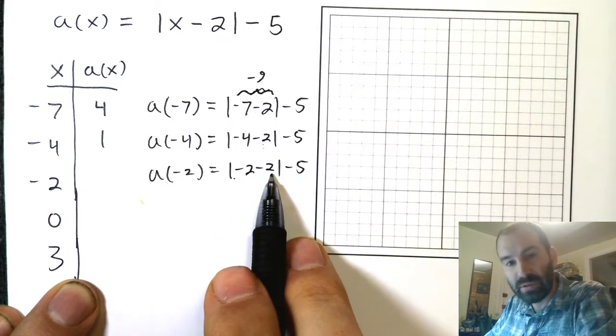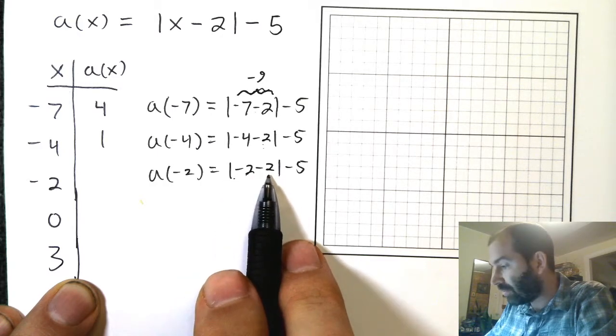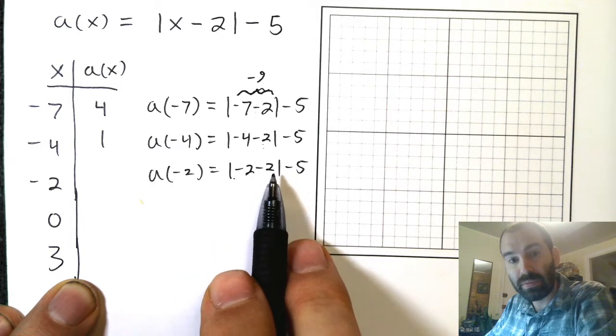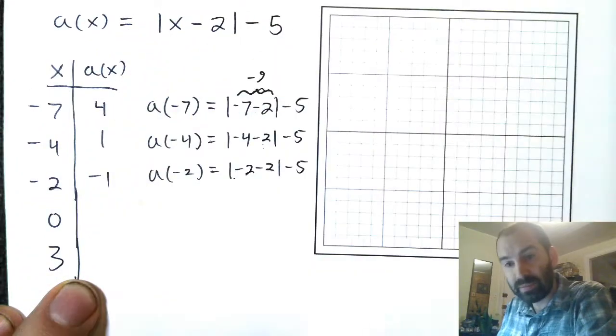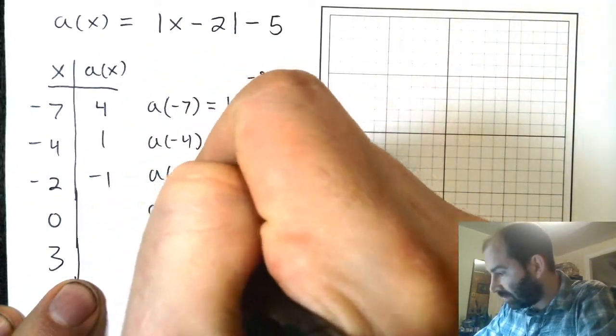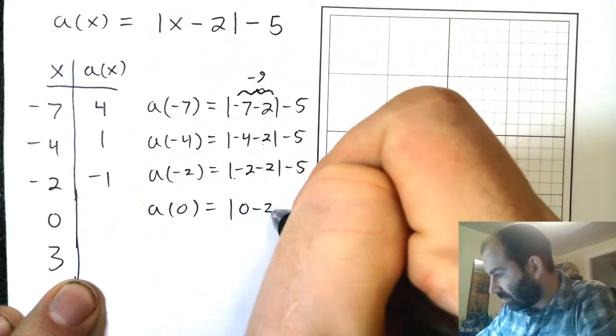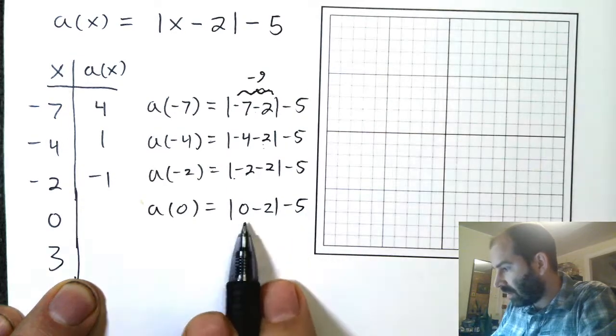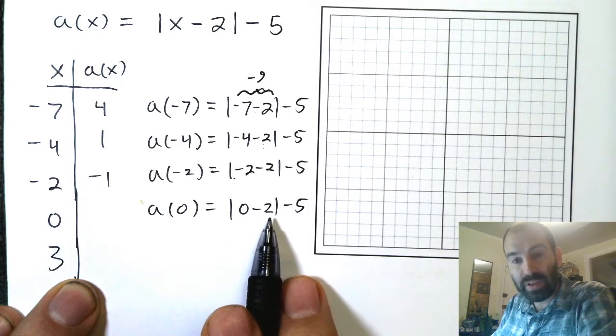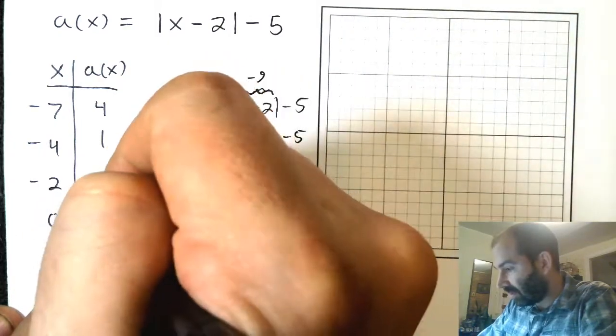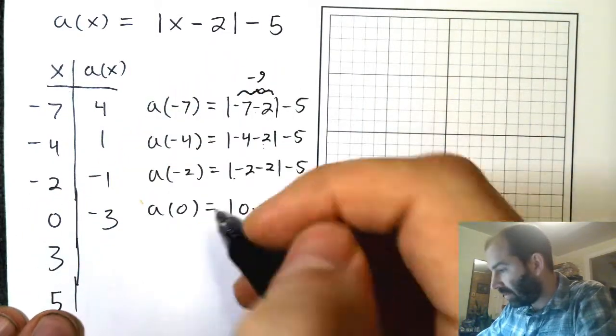-2 minus 2 is -4. Absolute value of -4 is +4. 4 minus 5 is -1. Let's try a 0. This is -2, that's absolute value. 2 minus 5 is -3. Plug 3 in there.